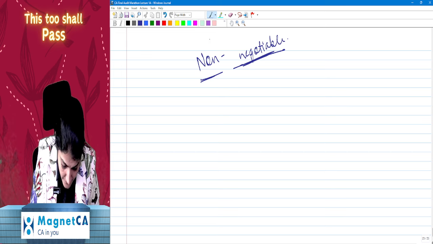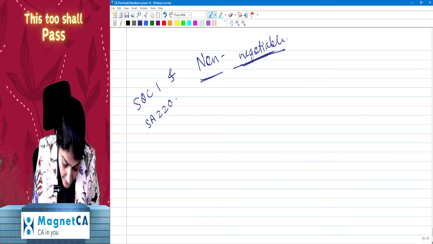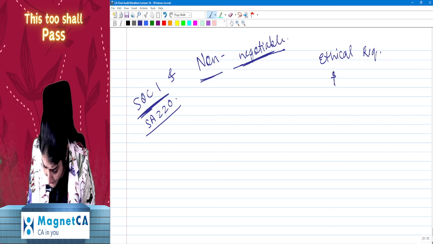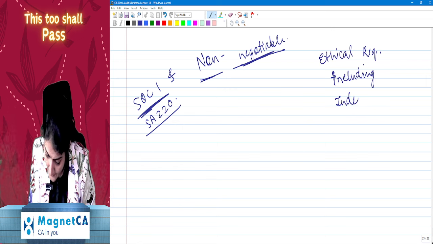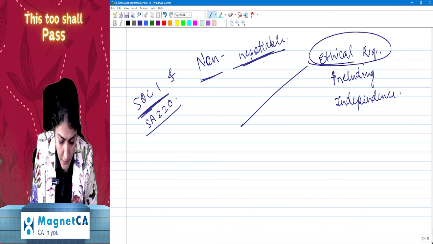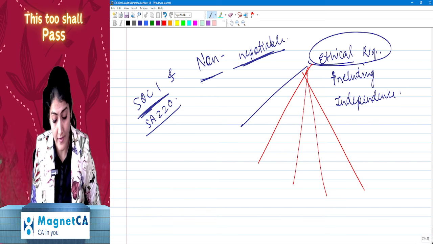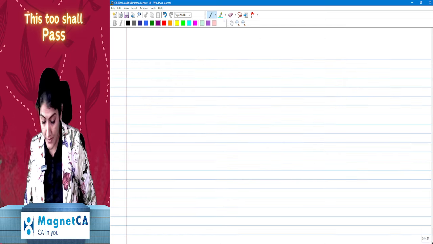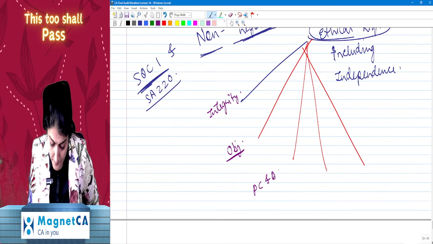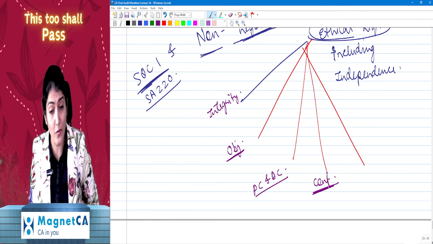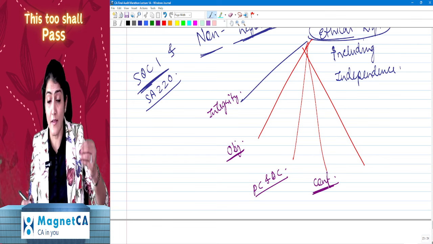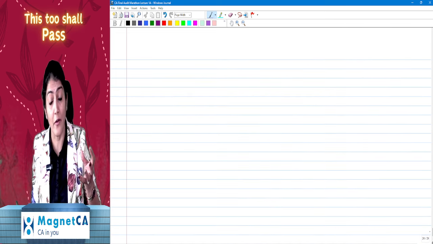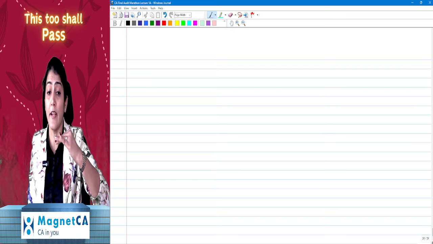Okay, so now, as an auditor, pay attention everyone, SA 220 says that whenever you have to do an audit or any engagement, you have to comply with the ethical requirements, including independence. What are the ethical requirements? Do you all know? The 5 ethical requirements. Correct. Integrity: straightforward, honest and sincere. Objectivity: no compromising your opinion. Then PCDC, professional competence and due care. Then confidentiality: not disclosing the secrets of the client. And the last one is professional behavior. And in addition to these ethical requirements, you also have to comply with the requirement of independence, not only of the mind, but also independence of appearance.